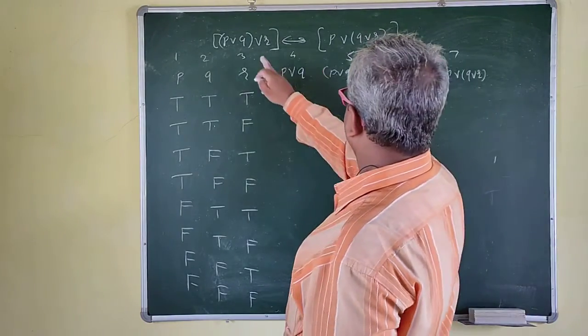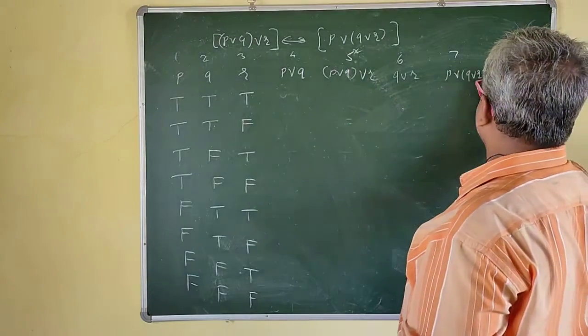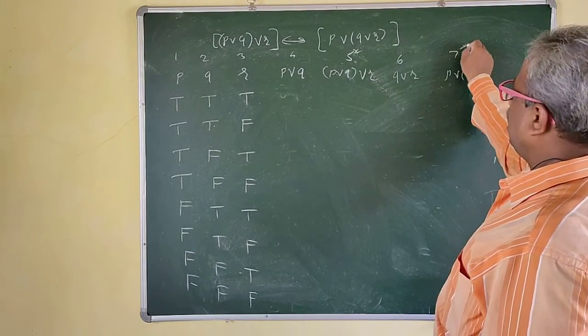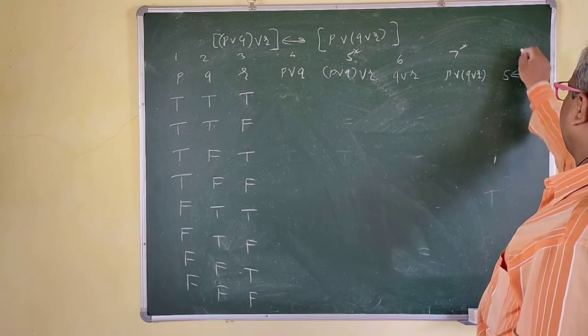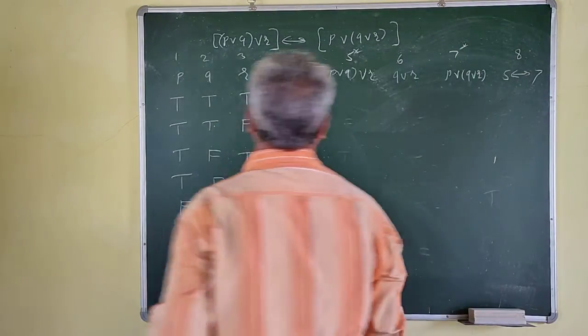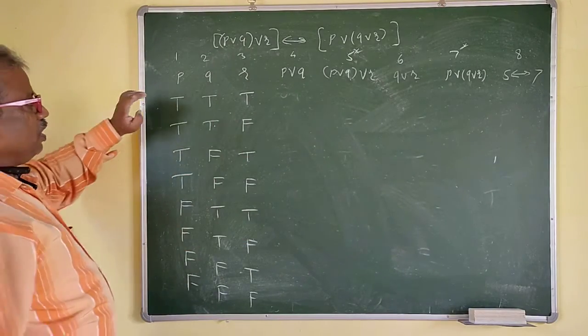Now your first bracket is this. Now this is your second bracket, right? And you have to take the implication, that means 5 if and only if 7. That will be your 8. Right? Now we will complete this one.